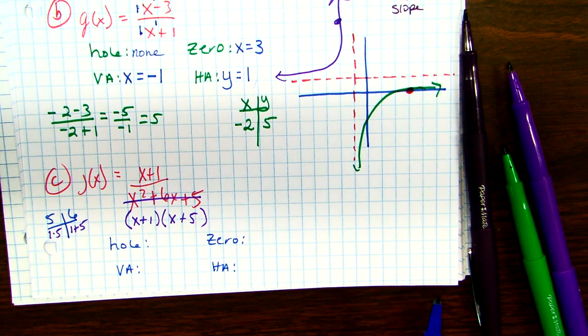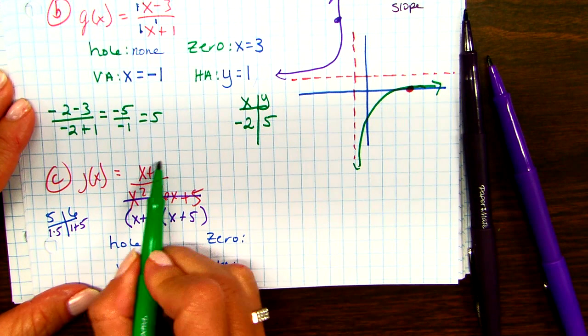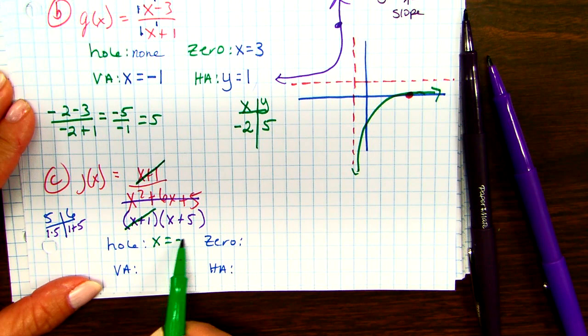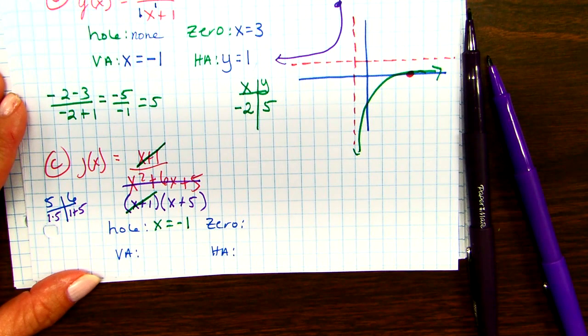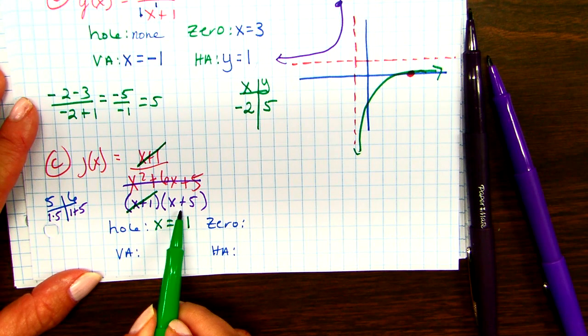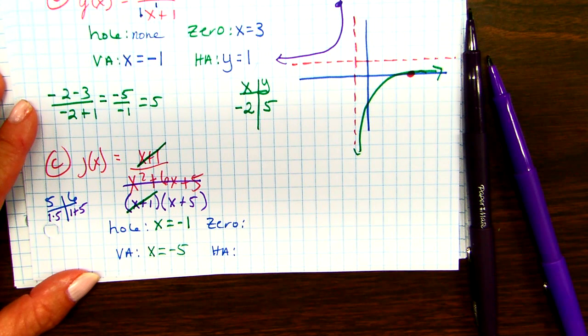So we get ready to go. We've factored already. Anything cancel? Sure does, right? x plus 1s cancel. That gives me a hole at x equals -1. If you cancel, you're a hole. If it's left in the denominator, it's a vertical asymptote. Well, we've got something left in the denominator, so that's -5.